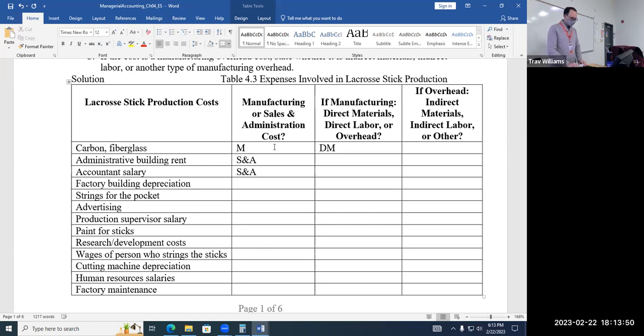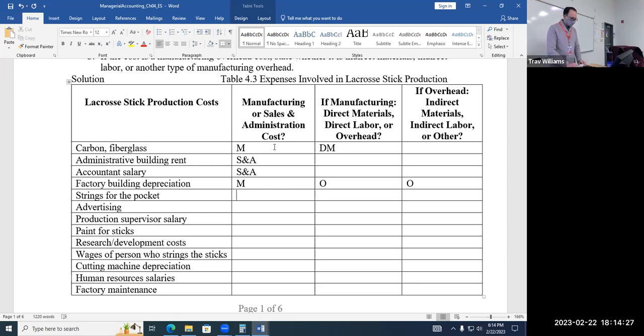It is manufacturing, yes, because it's depreciation on the factory. If it were depreciation on the corporate headquarters, then it would not be manufacturing. Okay, is it direct materials, direct labor, or overhead? It's overhead. And is it indirect materials, indirect labor, or other? Other, okay. Stop me if you have questions at any point. Strings for the pocket of the lacrosse stick.